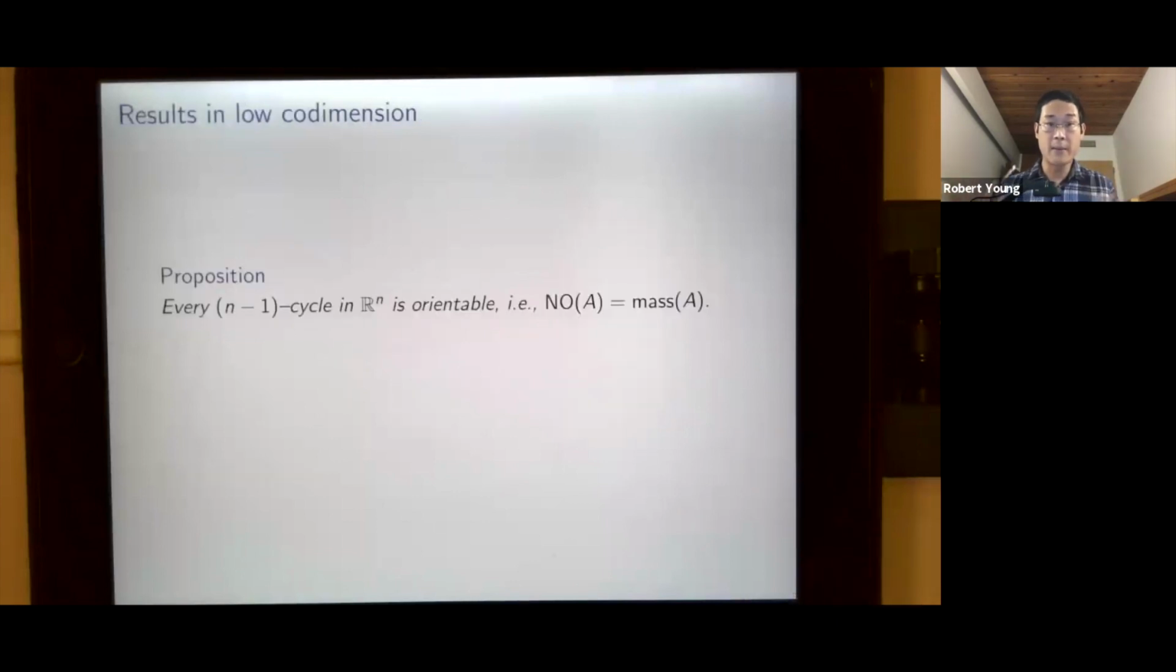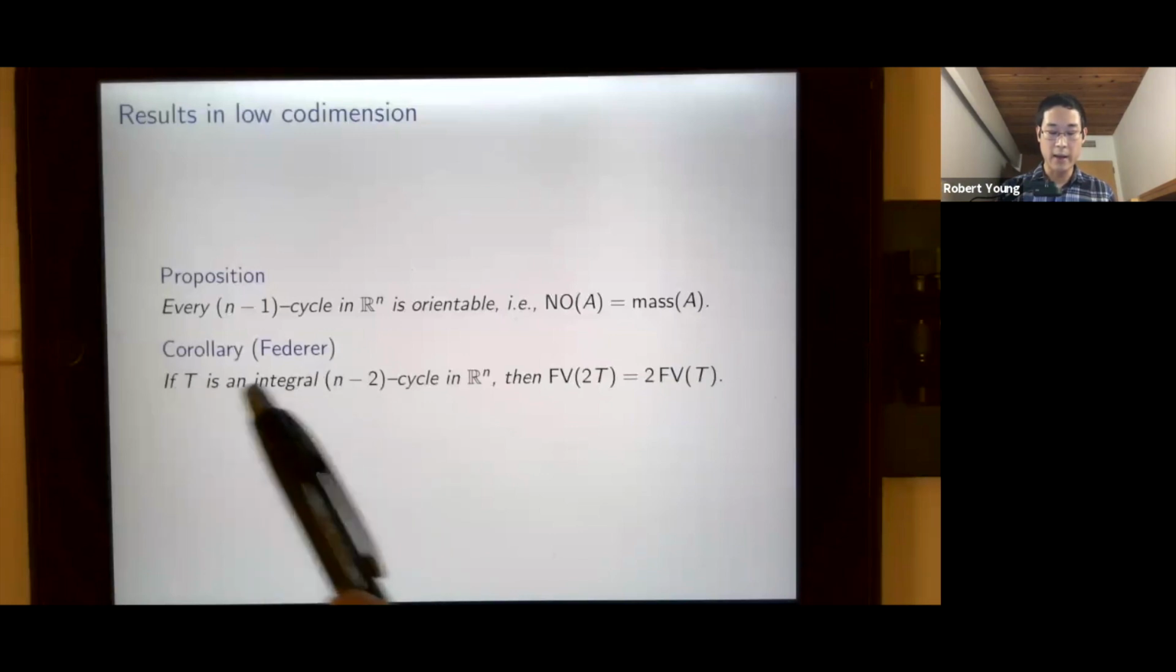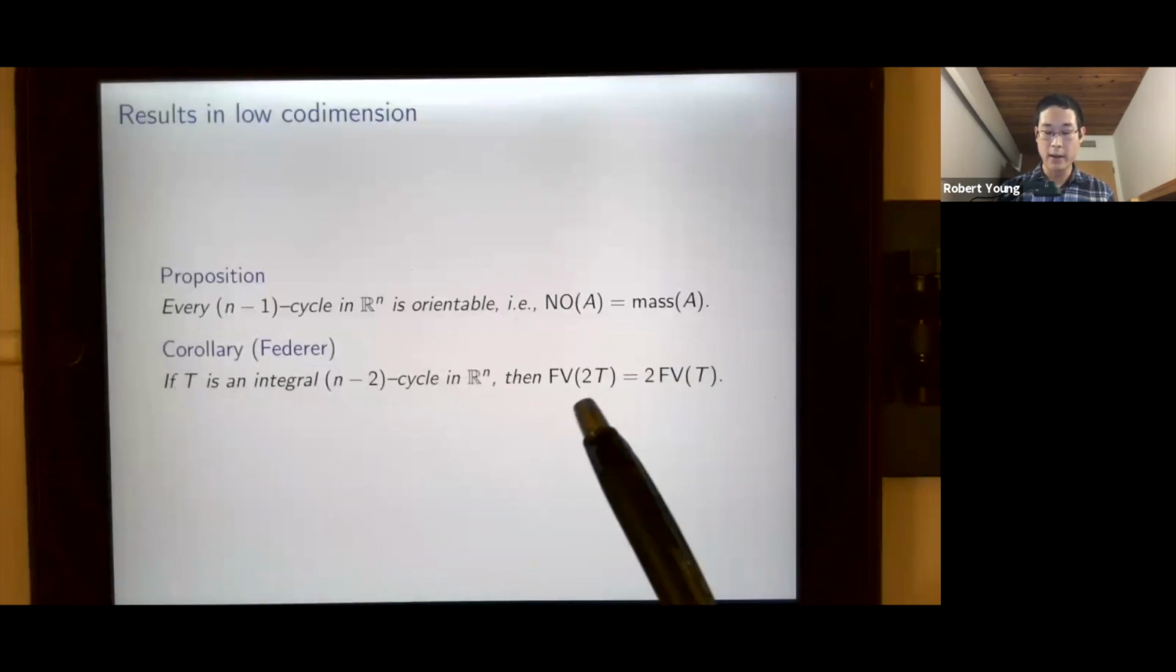In general, any n-1 cycle in R^n has an inside and an outside, it's orientable. And so the non-orientability of A is equal to the mass of A for any n-1 cycle A. In particular, if T is an integral n-2 cycle in R^n, then the filling volume of 2T is twice the filling volume of T. And in particular when n is equal to 3, then T is a 1 cycle, and so the filling volume of a 1 cycle in R^3 satisfies this identity. Okay?